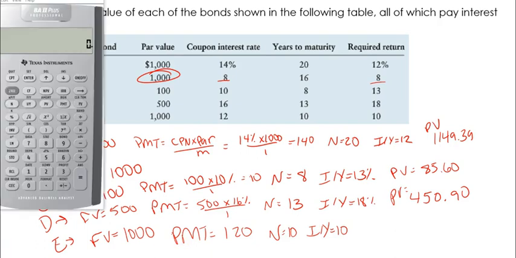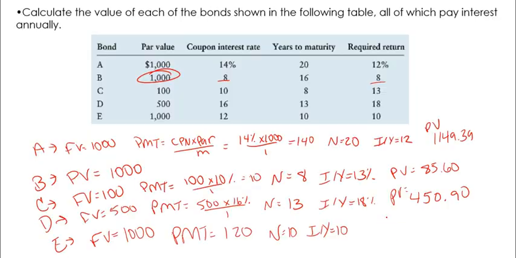But let's double check that. We have a $1,000 future value, $120 payment, 10 years until maturity, and a 10% required return. And yes, it's trading for a premium, $1,122.89. So that was just a quick exercise in being familiar with your calculators.